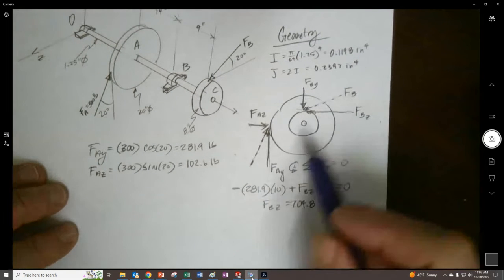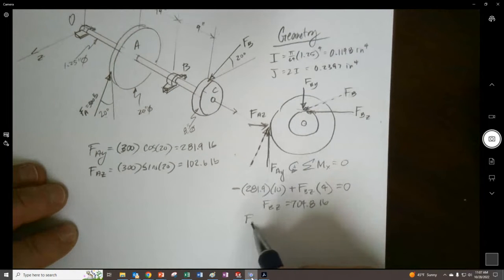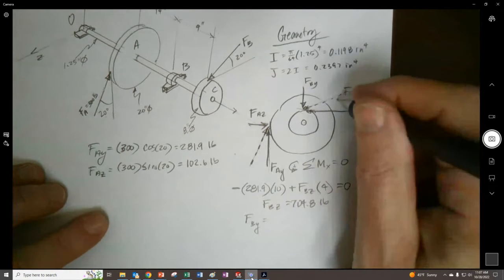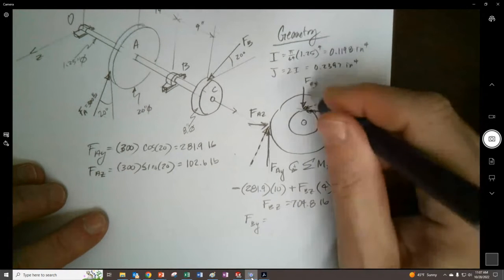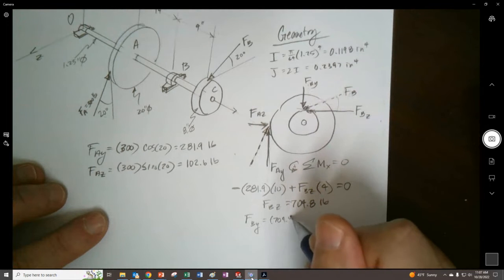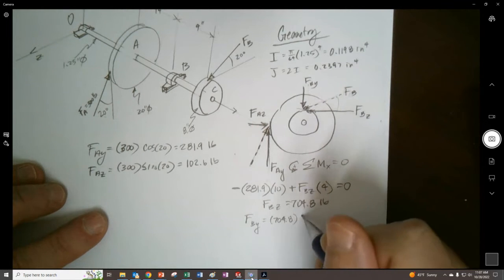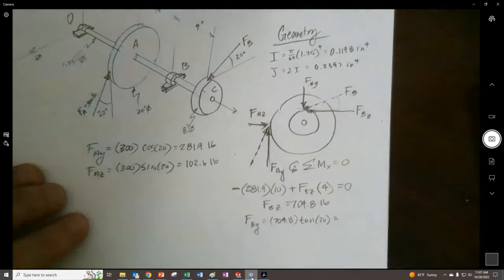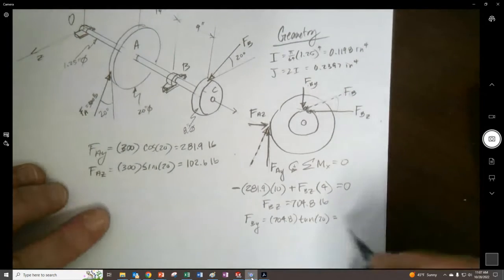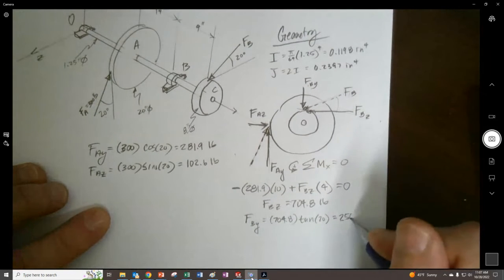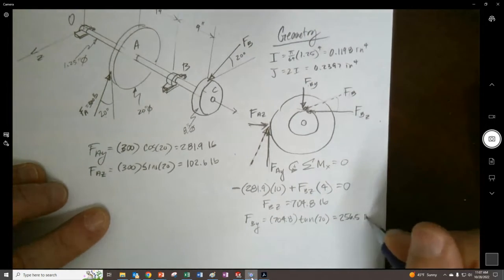And then from the angle right here, we could also find FBY. Let me think this through. This is the run, so we can get the rise by taking 704.8, that's FBZ, and multiplying by the tangent of 20 degrees. And we get 256.5 pounds.